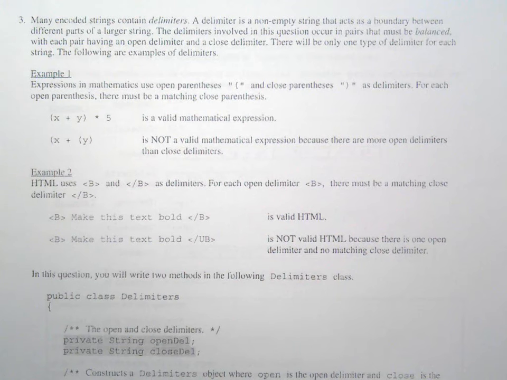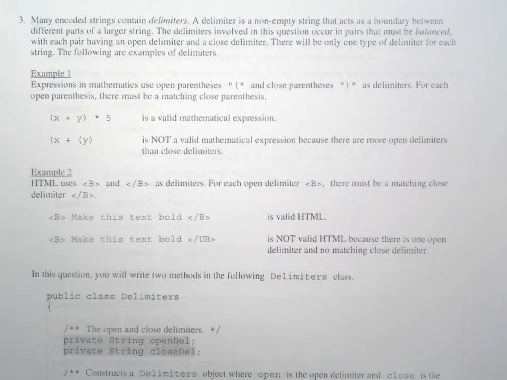So this one says many encoded strings contain delimiters. A delimiter is a non-empty string, meaning it is a string that acts as a boundary between different parts of a larger string. The delimiters involved in this question occur in pairs that must be balanced, with each pair having an open delimiter and a closed delimiter. There will only be one type of delimiter for each string.